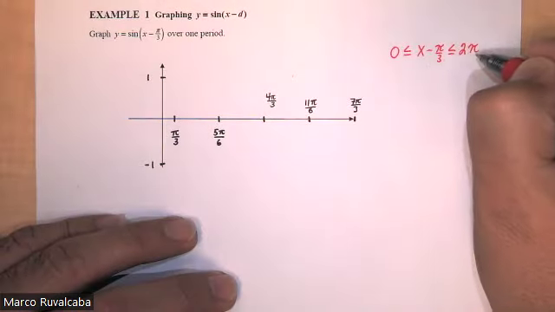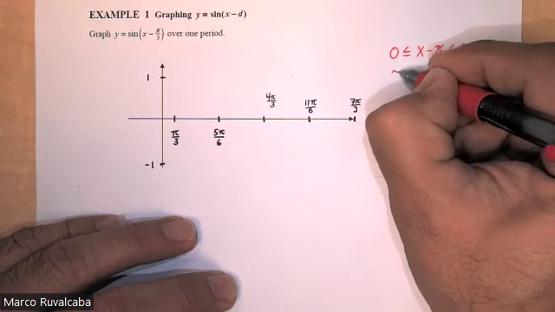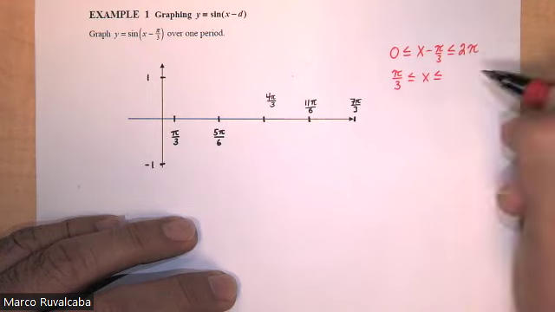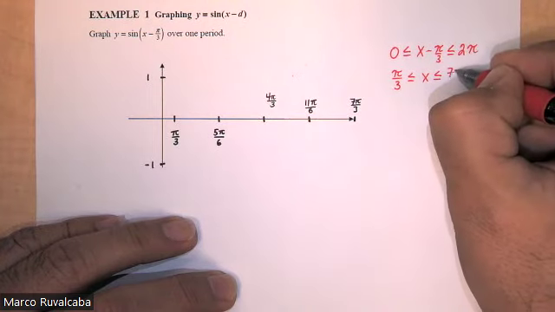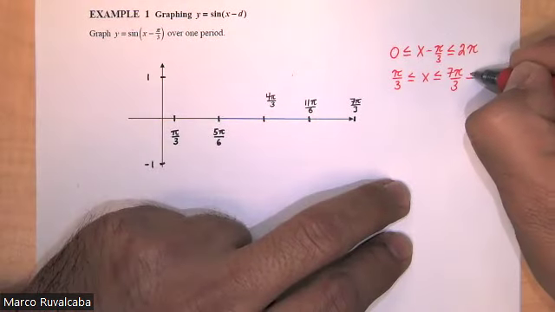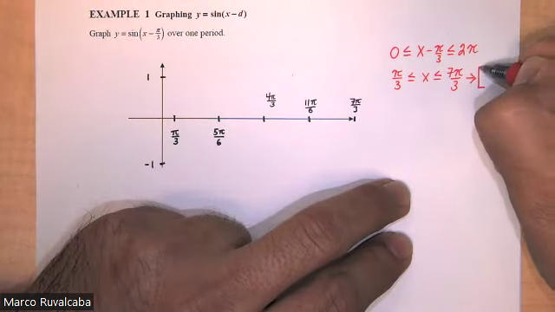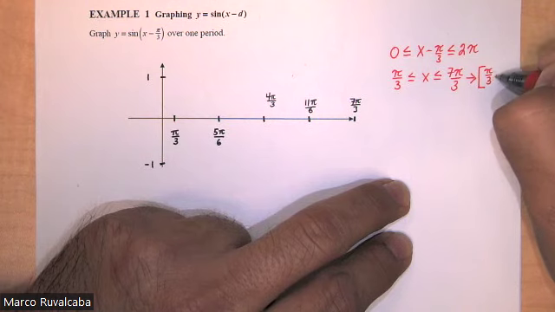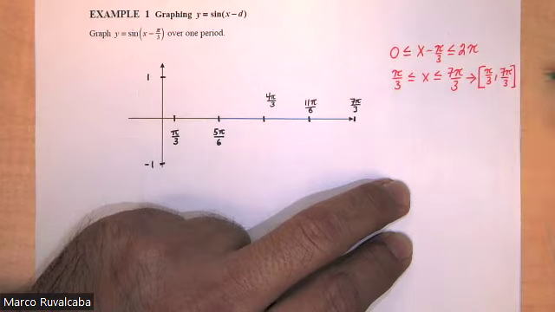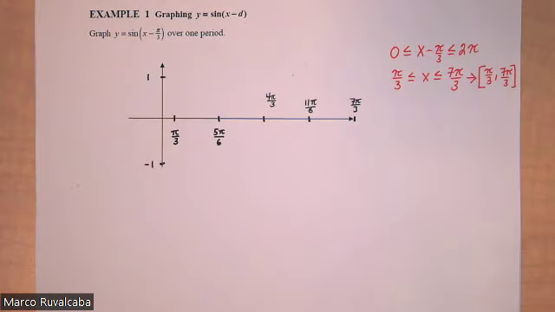If I add pi thirds to both sides, I will get pi thirds is less than or equal to x is less than or equal to 7 pi thirds, which is equivalent to the interval between pi thirds and 7 pi thirds. In that interval is where this graph is going to follow its period.